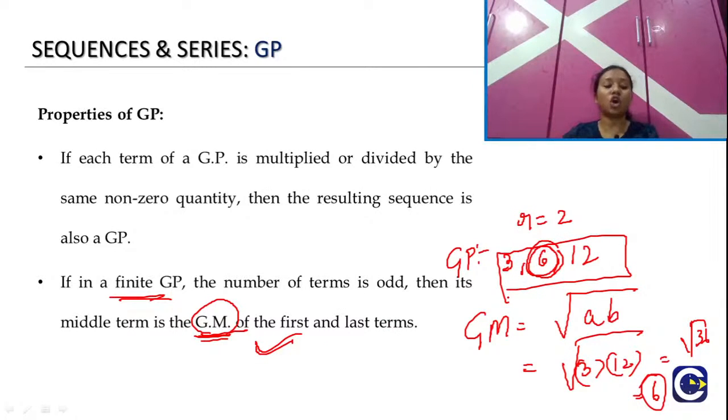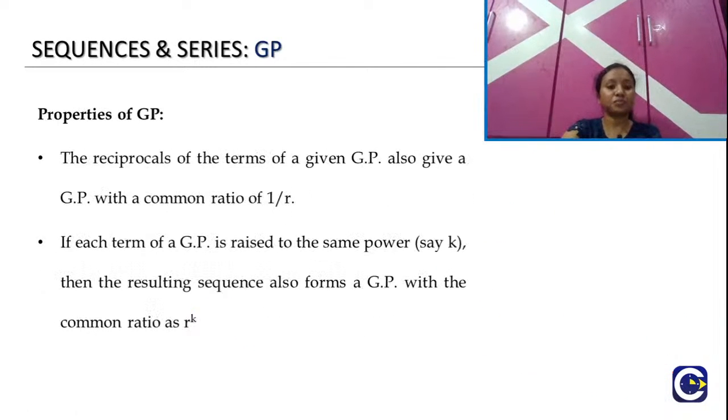That means when we have an odd number of terms in a finite geometric progression, we can directly predict the middle term, which is given by the geometric mean of the first and the last term. Here the first term is 3 and the last term is 12. Right. So let's discuss the next property of geometric progression.